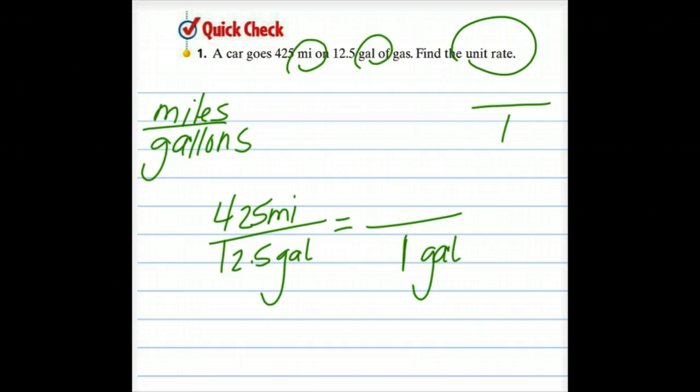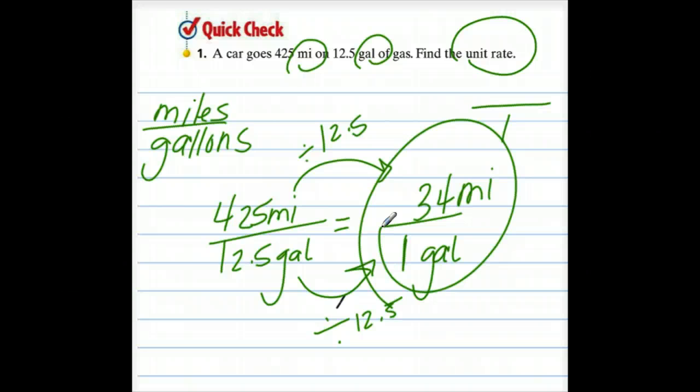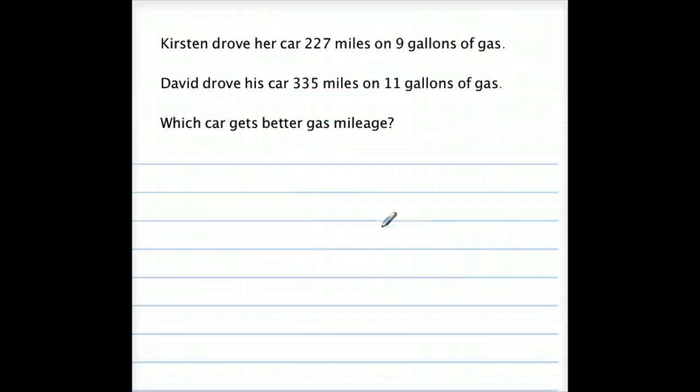So an easy way to solve this is to look at how do we get from the bottom 12.5 gallons to 1 gallon? Well, if I take 12.5 and divide it by 12.5, I get 1. So let's do that same thing to the top number. 425 divided by 12.5, I get 34 miles per 1 gallon. That's my unit rate. We're going to use unit rates to do some comparison.